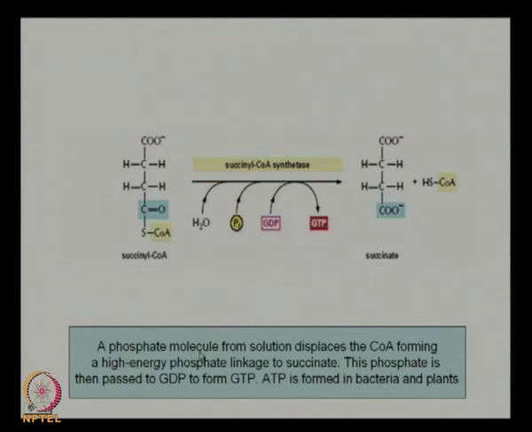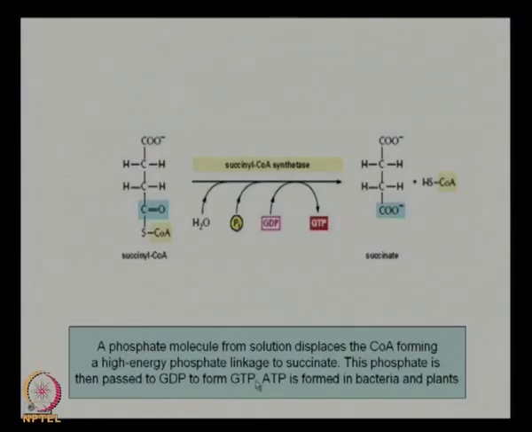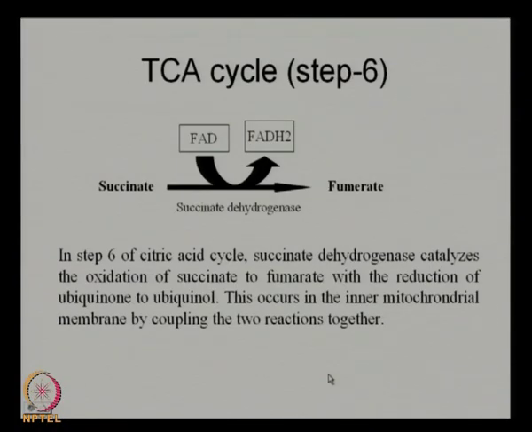A phosphate molecule from solution displaces the coenzyme A, forming a high energy phosphate linked succinate, and this is also an example of substrate level phosphorylation, which I have already mentioned in the glycolytic process. And this GTP is present in animal systems, and it is in the form of ATP in case of bacteria and plants.